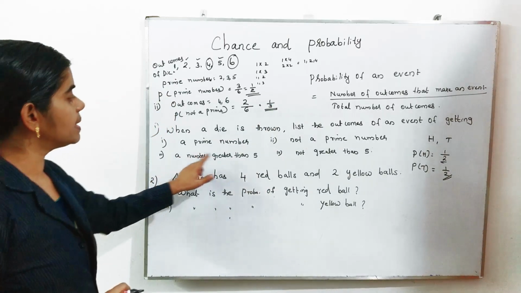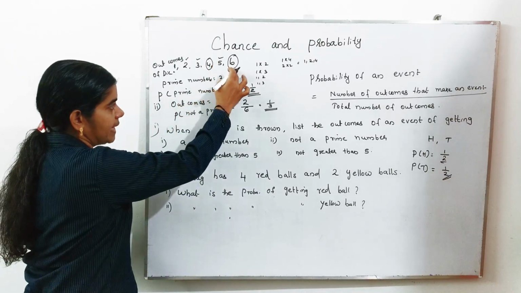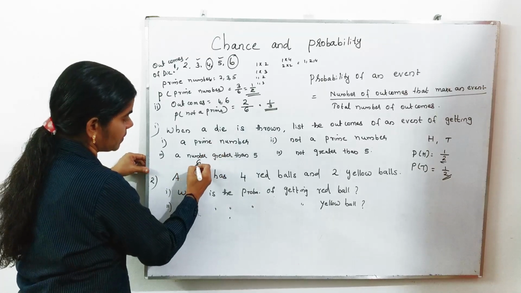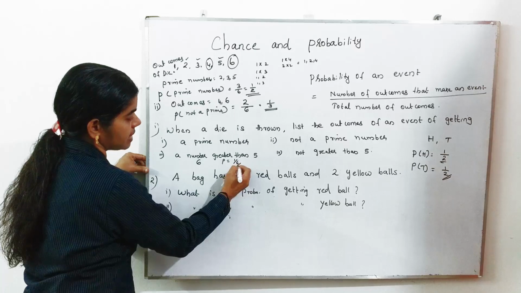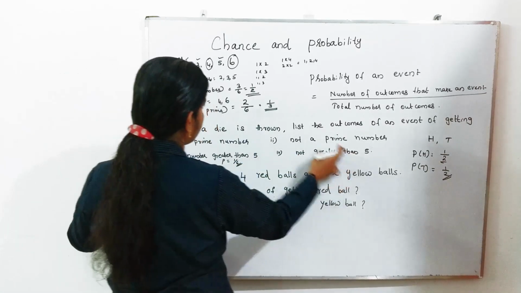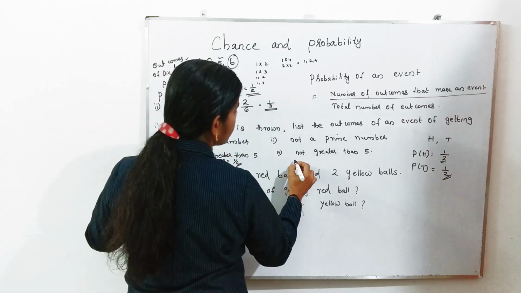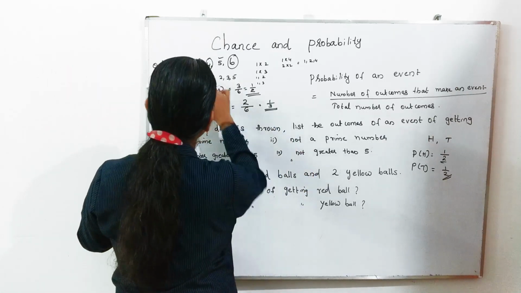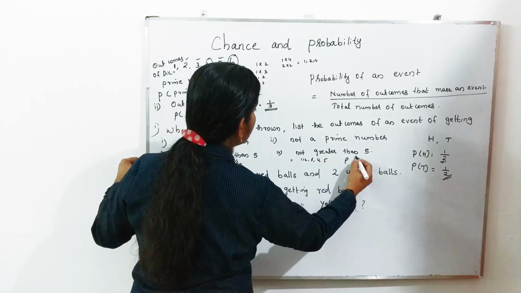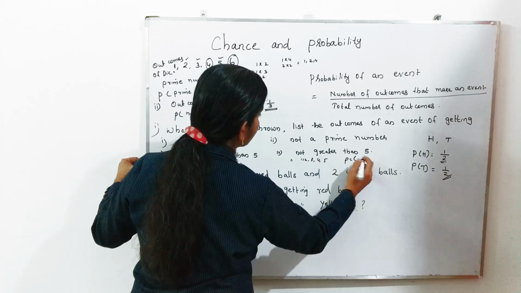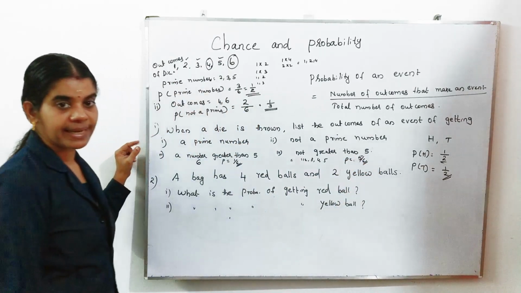Next one is a number greater than 5. How many numbers are coming here? Greater than 5 means only one number, that is 6. Then probability will be equal to 1 by 6. Not greater than 5 means how many numbers are there? 5 numbers, which are 1, 2, 3, 4, 5. Probability is equal to 5 numbers out of 6, 5 by 6.